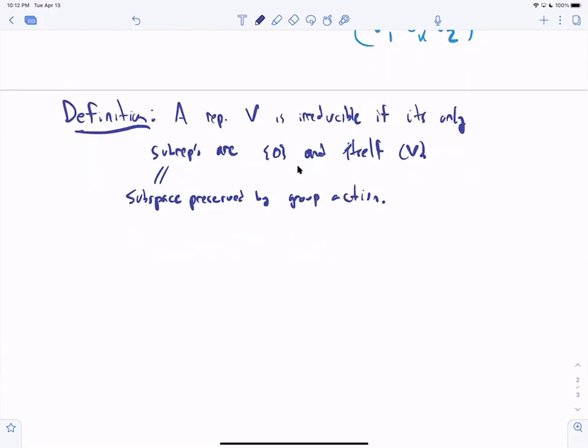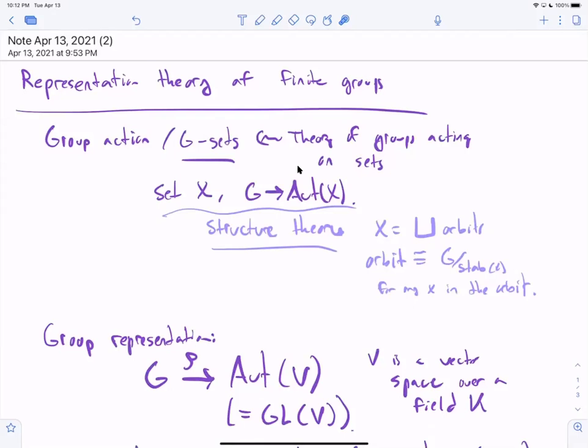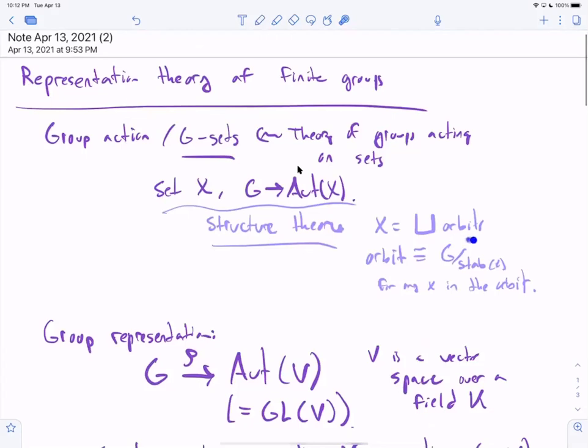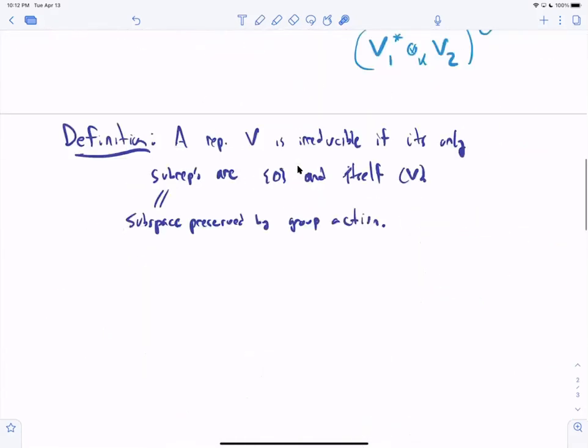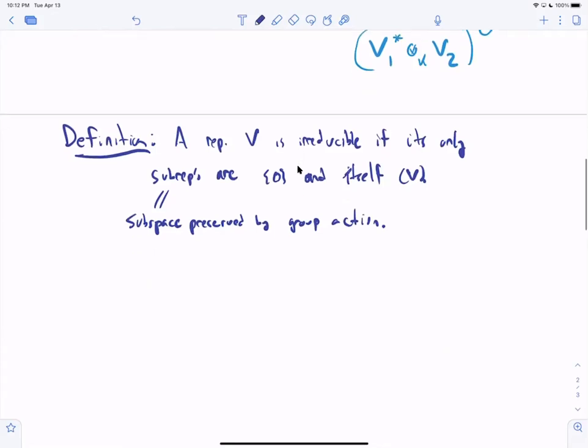This is something you may or may not have talked about very much last term. In the settings we're used to seeing, this is not always such a useful notion, but in this category it will be a very useful notion. This notion also exists in the category of G-sets, and there the irreducible things are just the transitive G-sets, so those having one orbit. Okay, so let's look at an example.